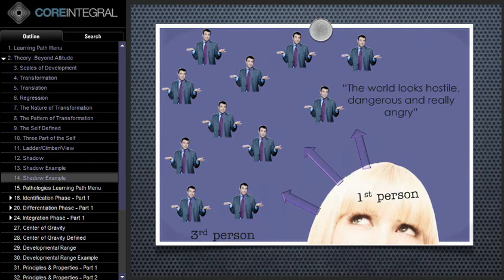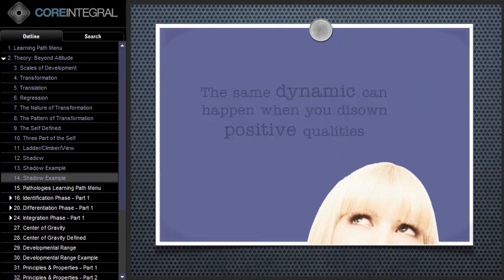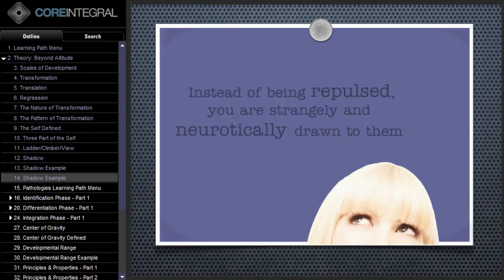Two final points before moving on. First, the same dynamic can happen when you disown positive qualities about yourself. They move from I to you to it, as you come to believe it is not me who is great or intelligent or sexy, but all those other people out there. Then, instead of being repulsed, you are strangely and neurotically drawn to them, obsessed with them. And once again you are drawn to what are really your disowned and then projected qualities.